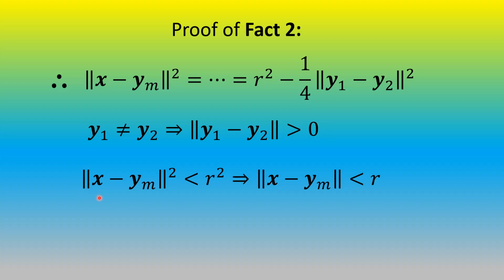Let's see what we have over here. We have the norm of x minus y sub m squared is less than r squared. That must be true because all of this is greater than 0, so r squared minus something greater than 0 is less than r squared. That implies that the norm of x minus y sub m is less than r, if you take the square root on both sides of a positive number.